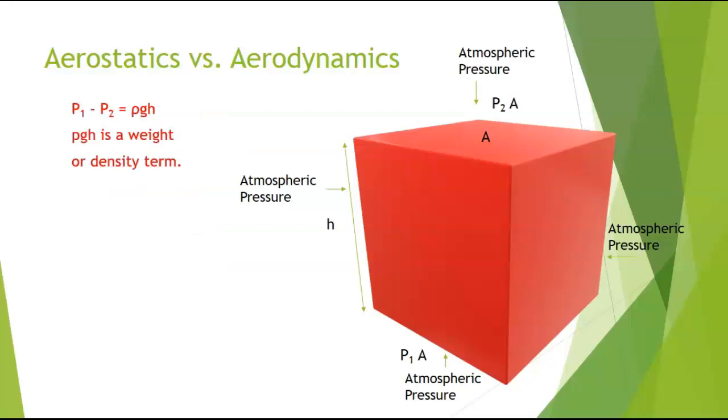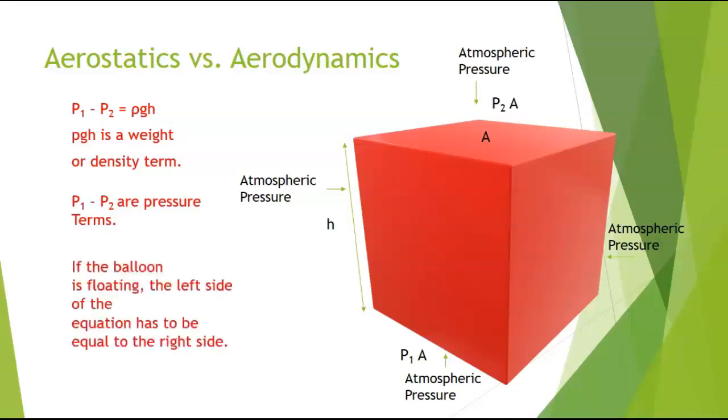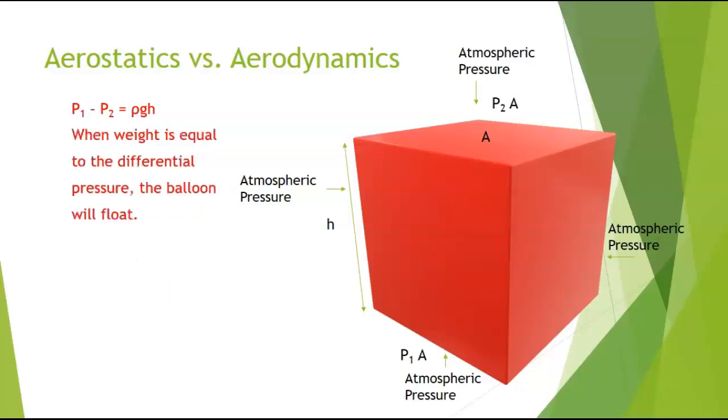Now the hydrostatic equation includes rho times gravity times height, and it's important to remember that that's a weight or a density term. P1 minus P2 are pressure terms, so that's pressure 1 minus pressure 2. If the balloon is floating, then the left side of the equation has to be equal to the right side of the equation. So the pressure differential should be equal to the weight. So when the weight is equal to the differential pressure, the balloon will float.